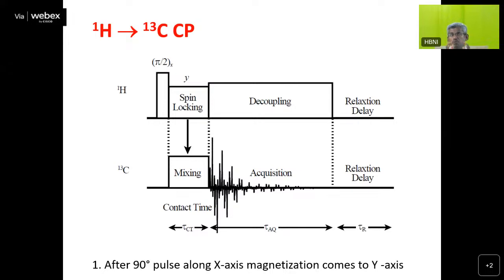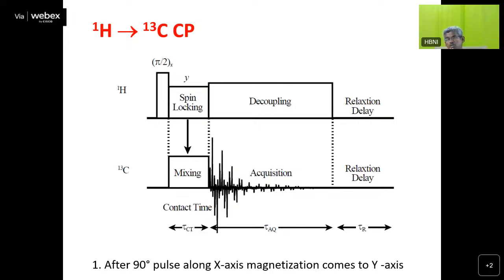So you transfer the population from hydrogen to carbon-13. That is why for most organic compounds we can do solid state NMR only because of this cross polarization phenomenon. So in the cross polarization phenomenon, it's a double resonance technique, not a single resonance, because two resonances are there. One is carbon-13 and another is proton.